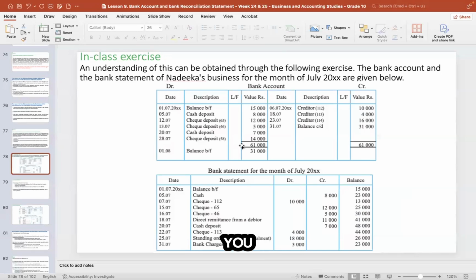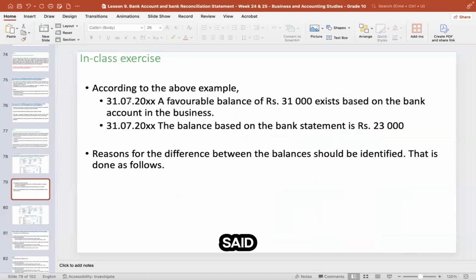Okay, since you have finished writing this, what we are going to do now is reconcile this bank account and the bank statement. Now, as at July 31st, there has been a favorable balance of 31,000 on the bank account, and a balance of 23,000 on the bank statement on the same day. Now we are going to find out the reasons for the differences between these balances.